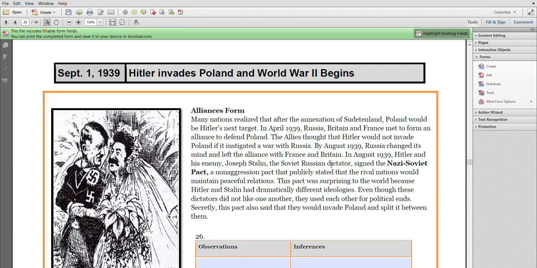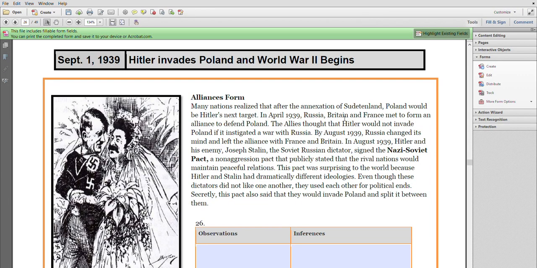September 1st, 1939. Hitler invades Poland and World War II begins. Alliances form. Many nations realized that after the annexation of Sudetenland, Poland would be Hitler's next target. In April 1939, Russia, Britain, and France met to form an alliance to defend Poland. The Allies thought that Hitler would not invade Poland if it instigated a war with Russia. By August 1939, Russia changed its mind and left the alliance with France and Britain.